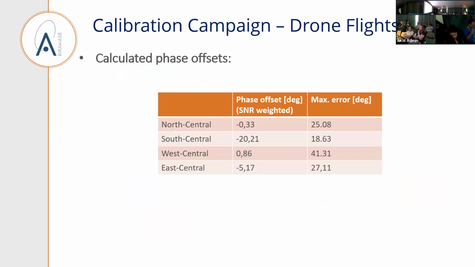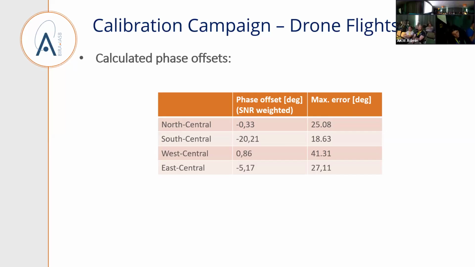So we get for the north central antenna a phase offset of around minus 0.33 degree, south central minus 20.21 degree, west central 0.86 degree, and east central minus 5.17 degree. And I also show you here the maximum error.